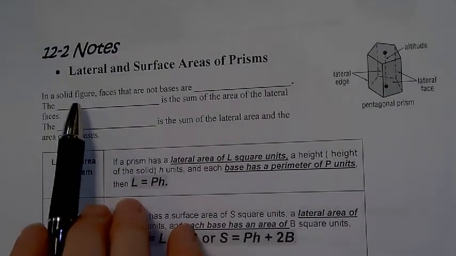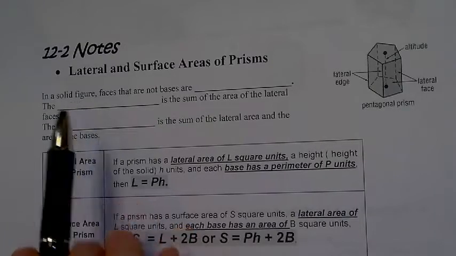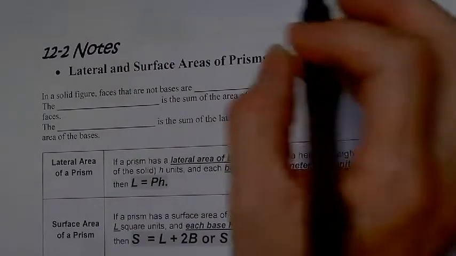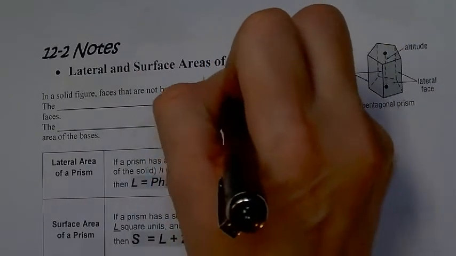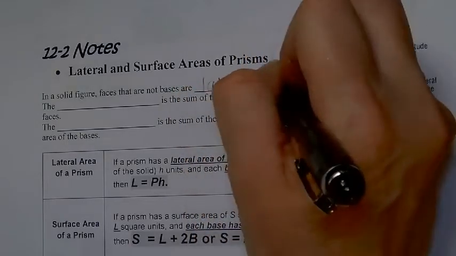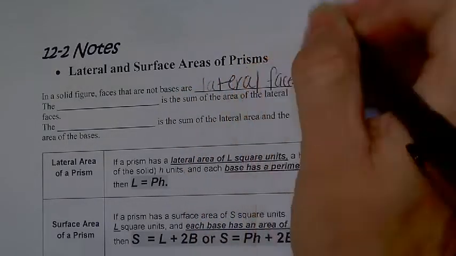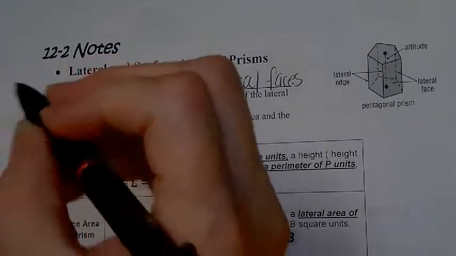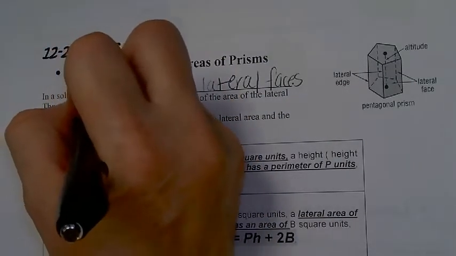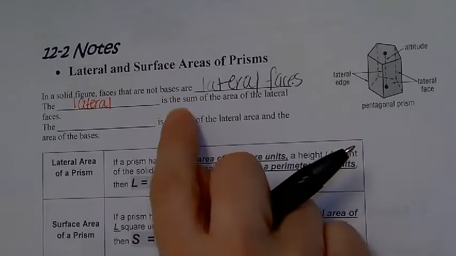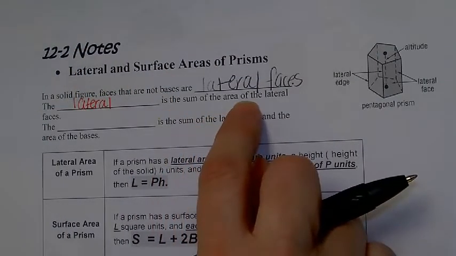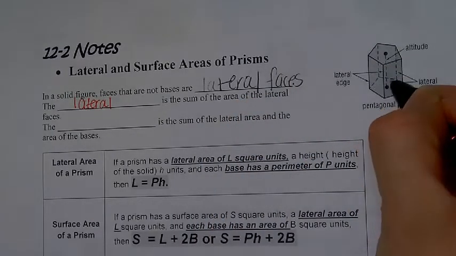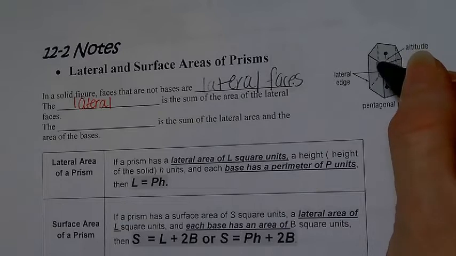In a solid figure, if you'll please copy, if you need to pause at any point, go ahead. In a solid figure, faces that are not bases are lateral faces. The lateral area is the sum of the area of the lateral faces. So it's taking all the sides and adding them together, and you don't include the bases.